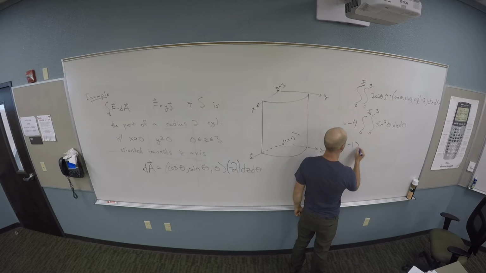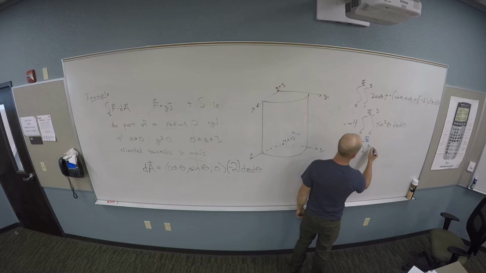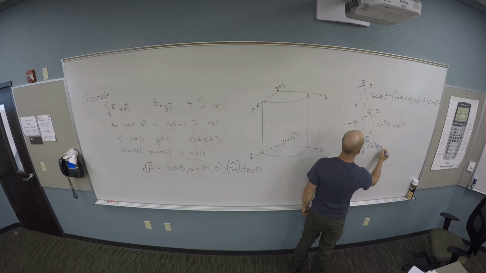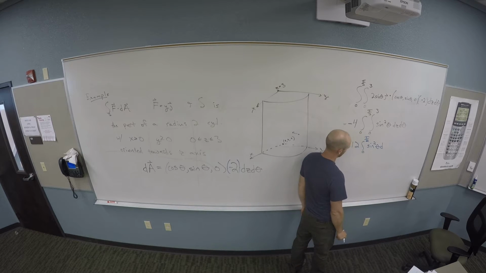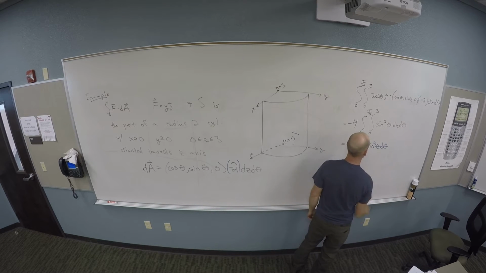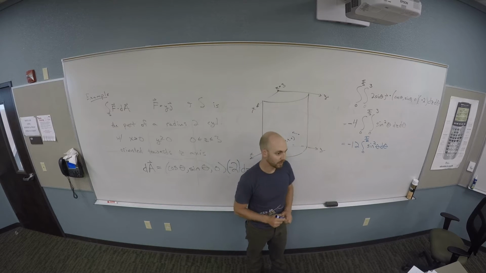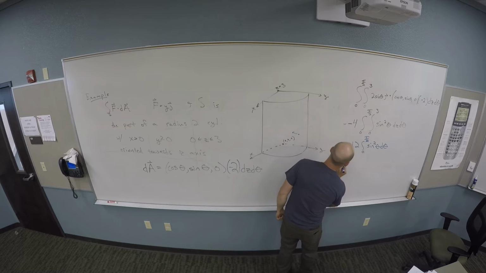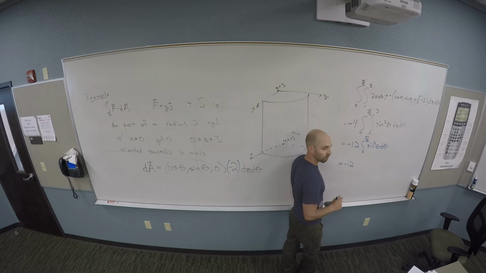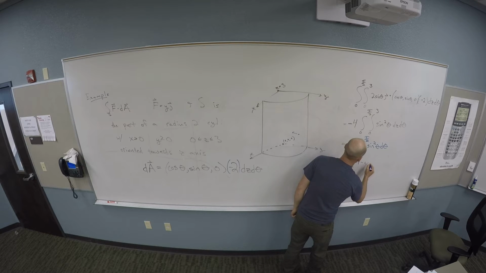So I got -12, the integral from 0 to pi over 2 of sine squared theta d theta. Right? Okay, half angle, yeah. So I get -12, what? 1 minus cosine 2 theta over 2.